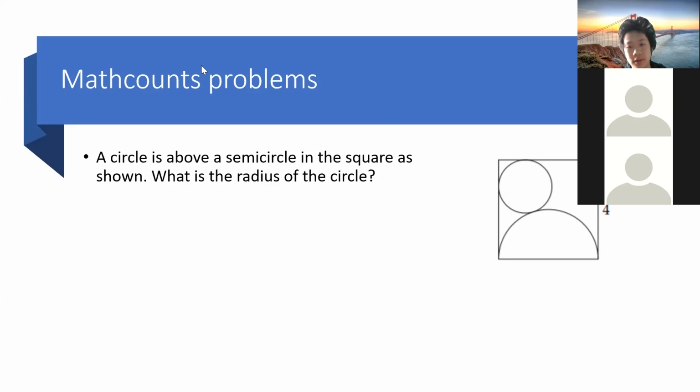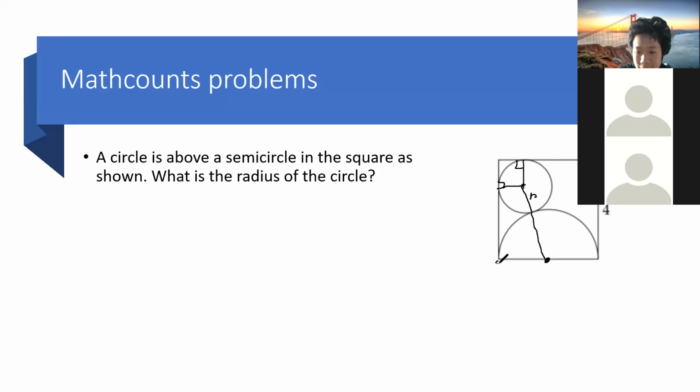Okay, so let me go over this one now. So the first step is we want to draw as many relevant radii as we can. Well, we know that the circle is tangent to the sides of the square, so let's draw those. These are going to be perpendicular. What else do we have? Well, we have the semicircle, and the semicircle and the circle are tangent to each other. So if we draw a line to their centers, then this is going to equal the radius of the semicircle.